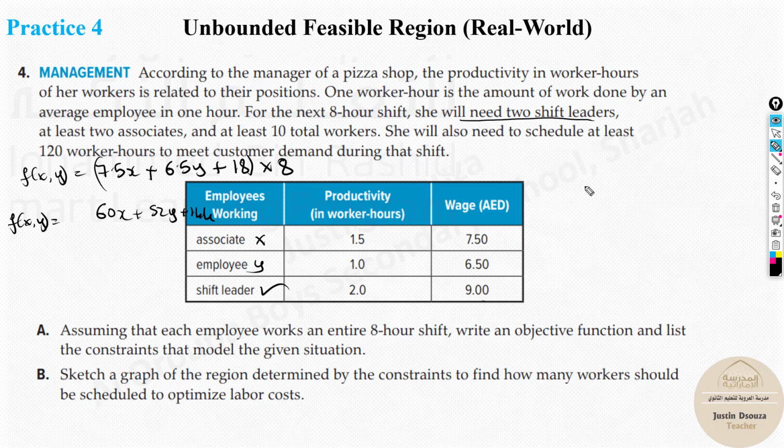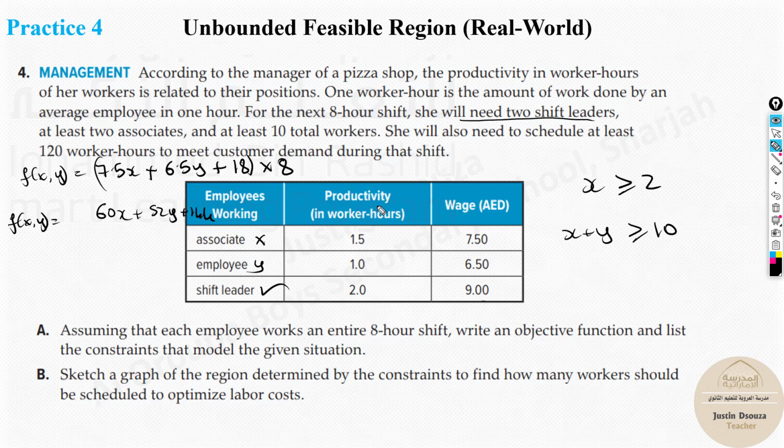So now we will write that X associates must be greater than or equal to 2. It can be more than 2, but there must be at least two associates. And if we add X plus Y, this must be greater than or equal to 10. Now, at least how many working hours? That is 120 worker hours.